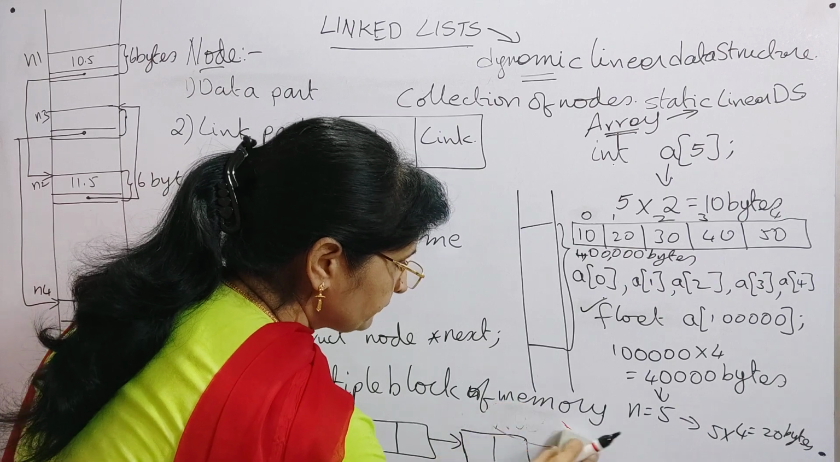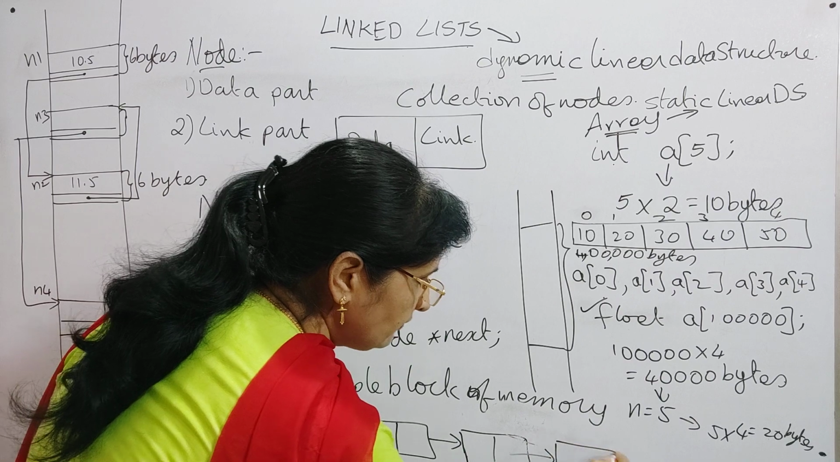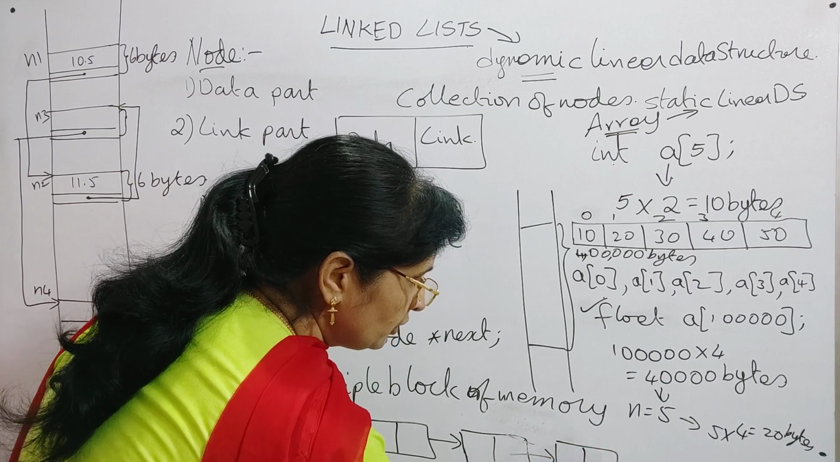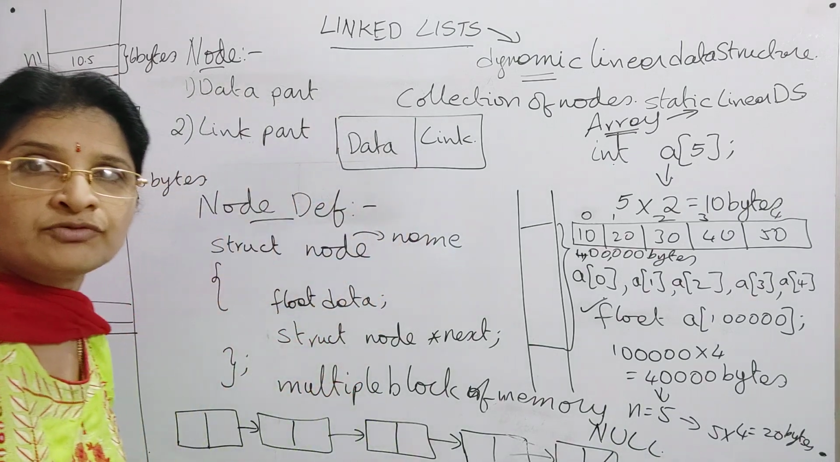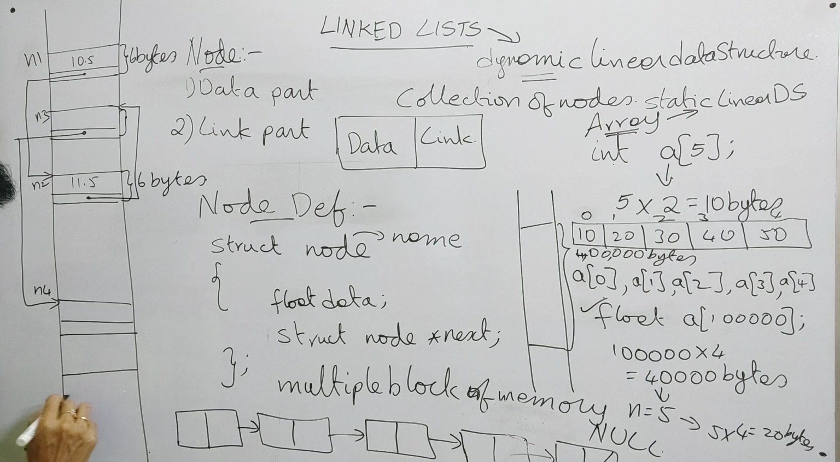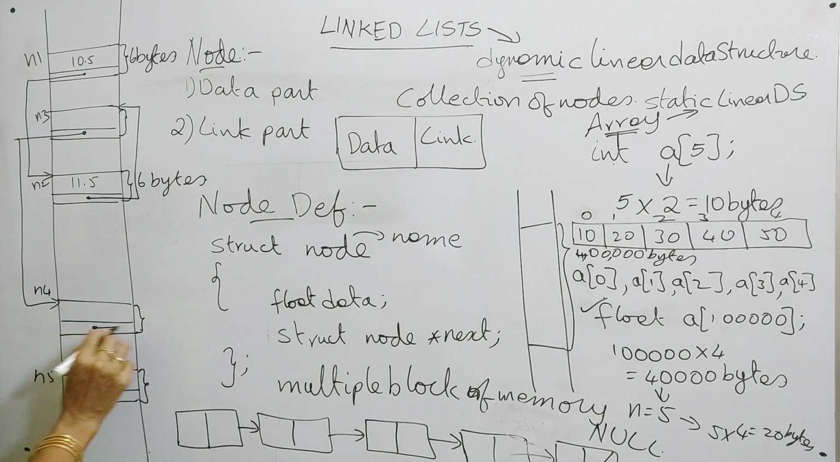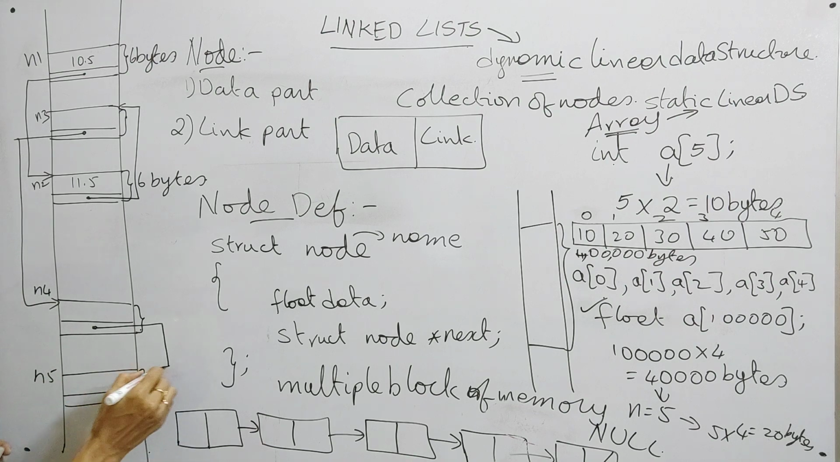I will create one more block and point the last node to this, and here I will place the null. Here I am creating one more node. In order to create one more node, what is required? Again only 6 bytes of memory is required. So this is N5, and this points to this particular node.